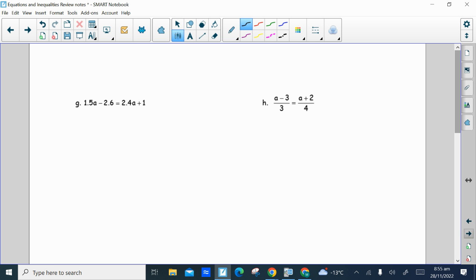So on to the next page. More equations to solve. For question G, I'd probably start by subtracting the 1.5a from both sides. So on the left, 1.5a take away 1.5a cancels. Notice that you have a negative sign in front of that 2.6, so it's got to stay there. And on the right side, 2.4a take away 1.5a is 0.9a plus 1.